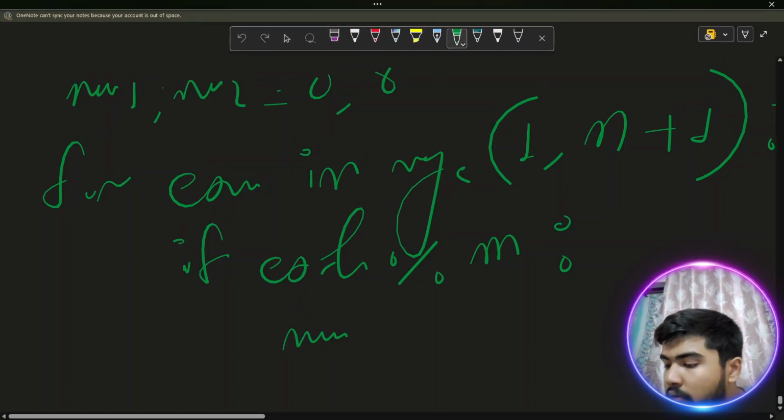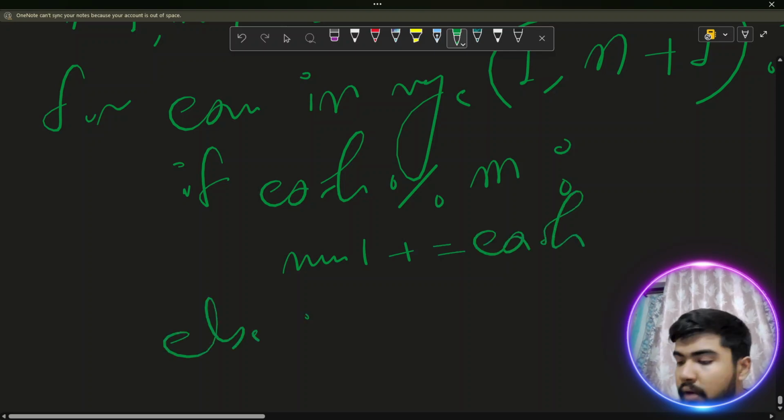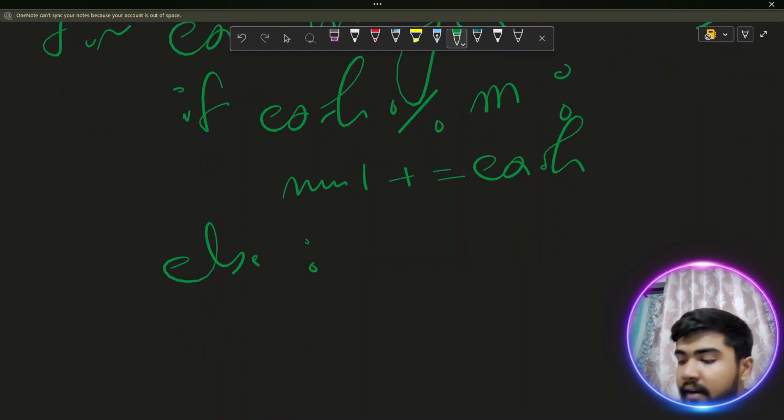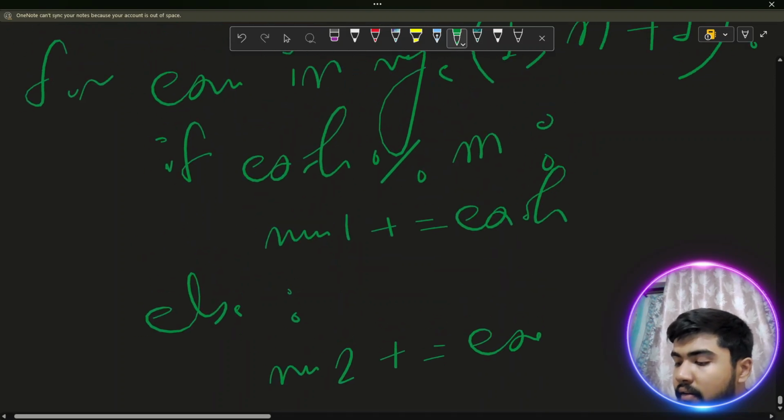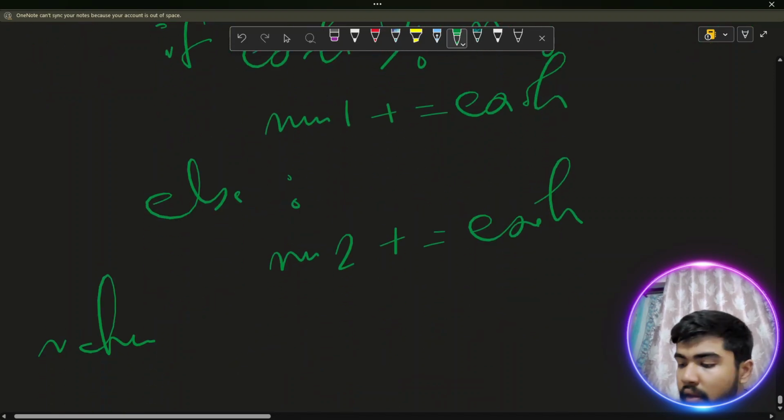Now if it is not divisible, then I am going to add it. What is the contribution? In the else block, what is the addition? I can add on num2, I can do plus equals to each. That's it. Finally I can return num1 minus num2.